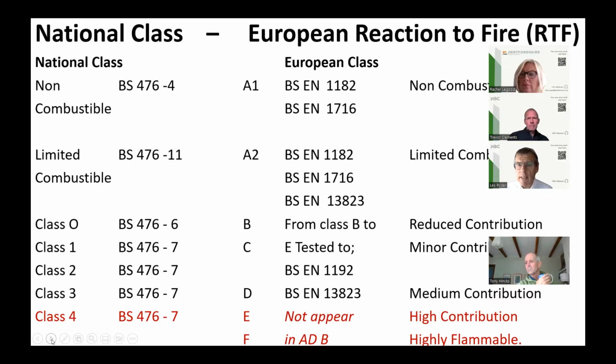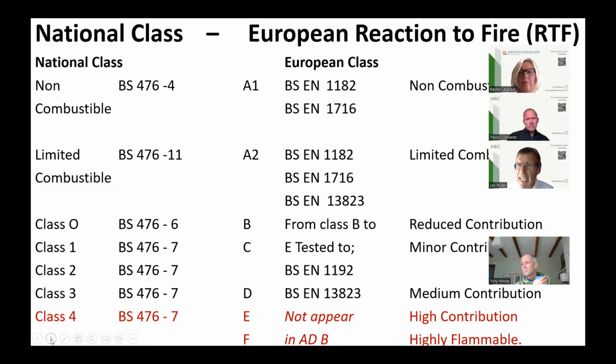Ideally, they were looking at years ago that limited combustibility was plasterboard, but as you're aware, plasterboard's got a paper cover on it, so it kind of messes up the situation there. So that's a slide that identifies the correlation between the European classes and the national. Like I'm saying, this is quite a complex subject, as you can see.